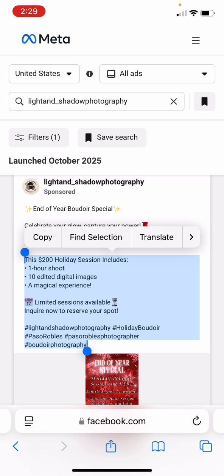It's a $200 holiday session, so it's a one-hour shoot. They get 10 edited digital images, and it's a magical experience. Could add some more in there. Limited sessions available. Inquire now to reserve your spot. Paso Robles. Okay, but all right, you've got a full offer in there. That's good. You're saying, this is what I've got, do you want it or not? So that's good. You're getting exposure to your offer, which means people will come through more qualified, and it'll be more worthwhile to have conversations with them.